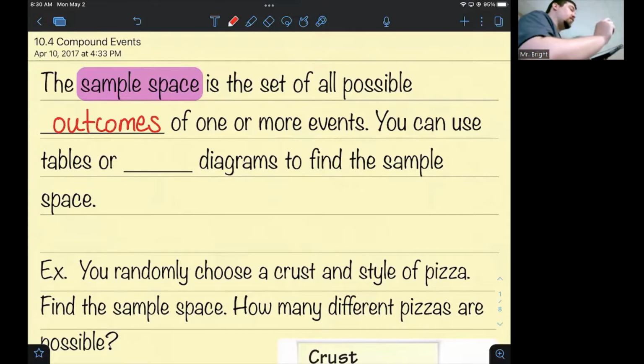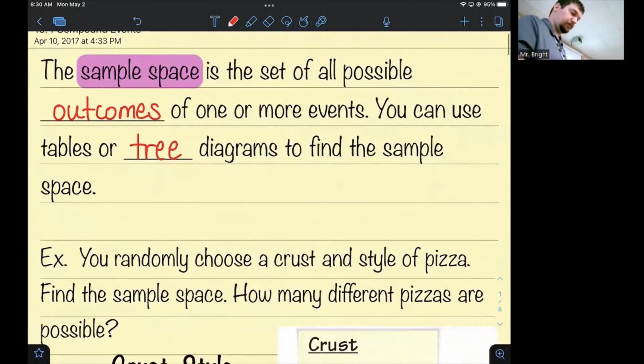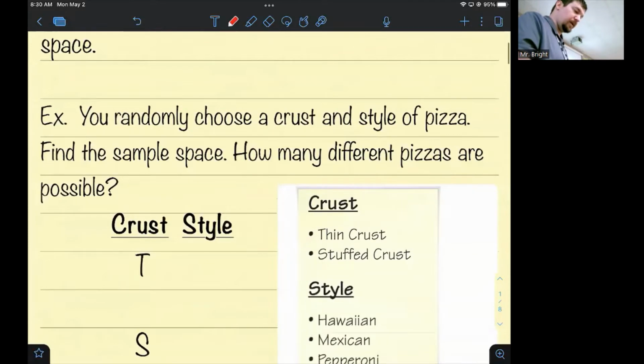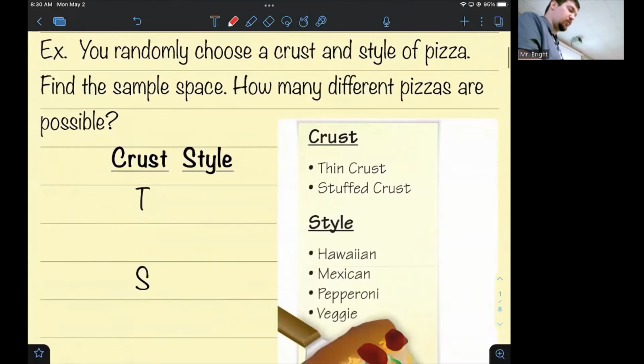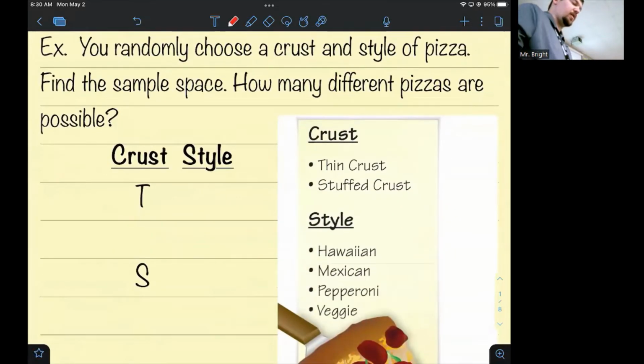So one of the ways you can list that is with a table or a chart, or what we're going to do today is using a tree diagram. You can use tree diagrams to find your sample space. In fact, we'll use a tree diagram right here at this next question. It says you randomly choose a crust and then a style of pizza. Find the sample space, and then how many different pizzas are possible. So this is a 2-part question. Find the sample space, and then how many different options are there?